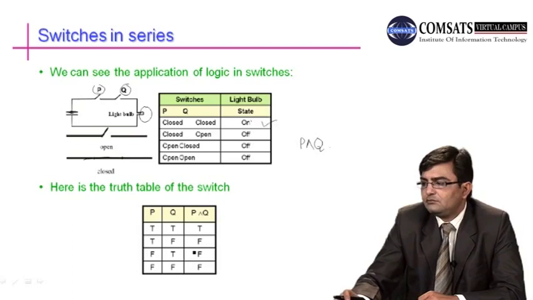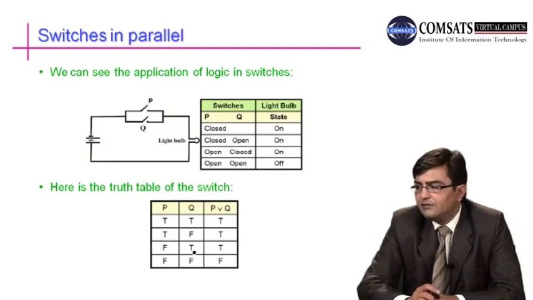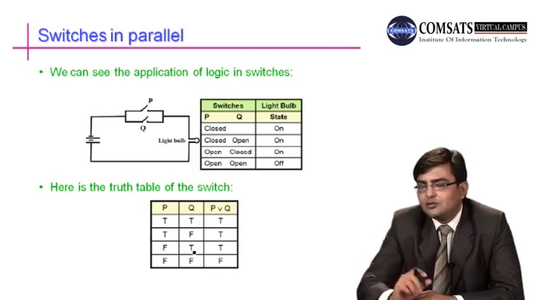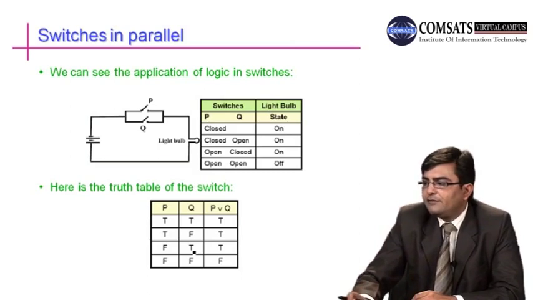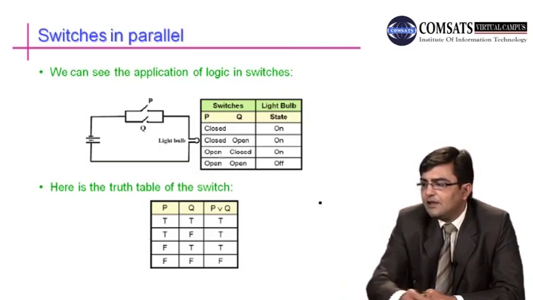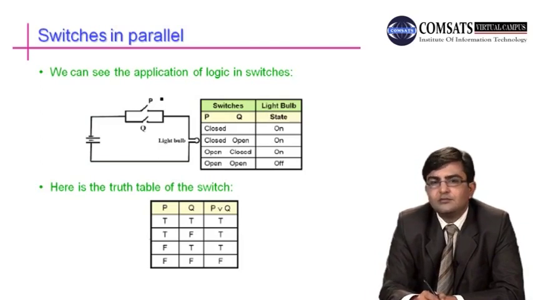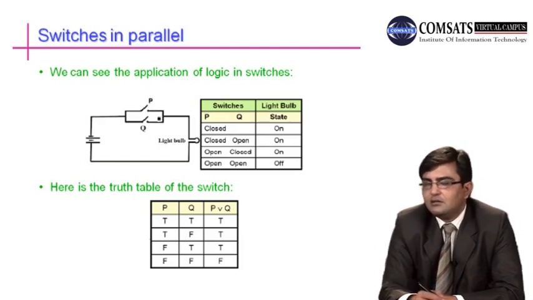Similarly, switches in parallel. For example, in the home, usually in kitchens or washrooms, people make two switches, one inside and one outside. So this is an example of switches in parallel. If you have two switches here, P and Q, this is an example of the OR logic gate.